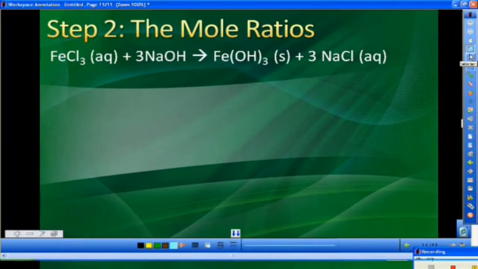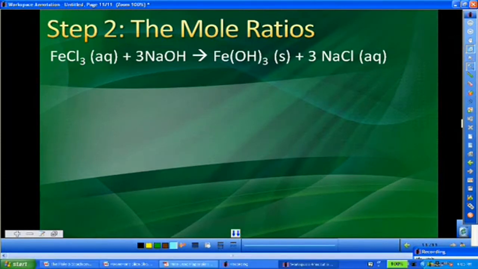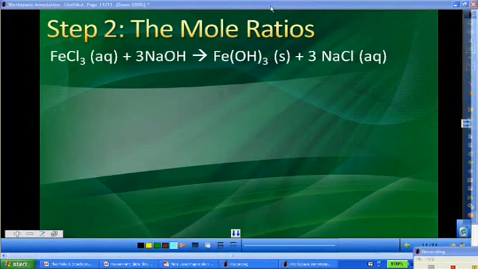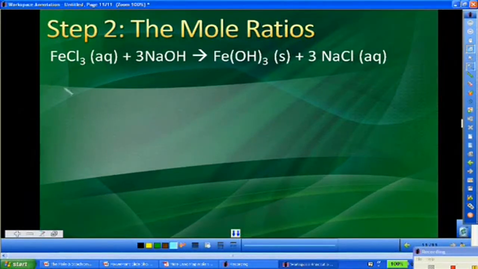And so the mole ratio is going to be fractions or conversion factors that we can use in the calculations that we make to go from one unit to the next. If you remember your map of mole land, this is going to be the mole ratio bridge, where you look at the number of moles of one compound compared to the number of moles of another. And so back here, we can make a few mole ratios.